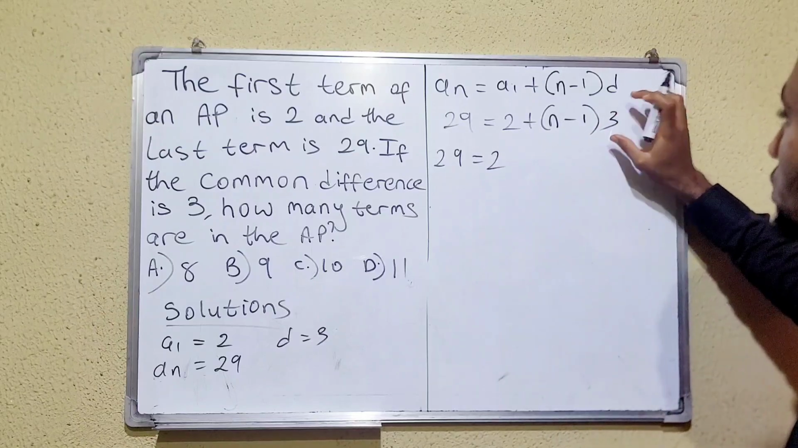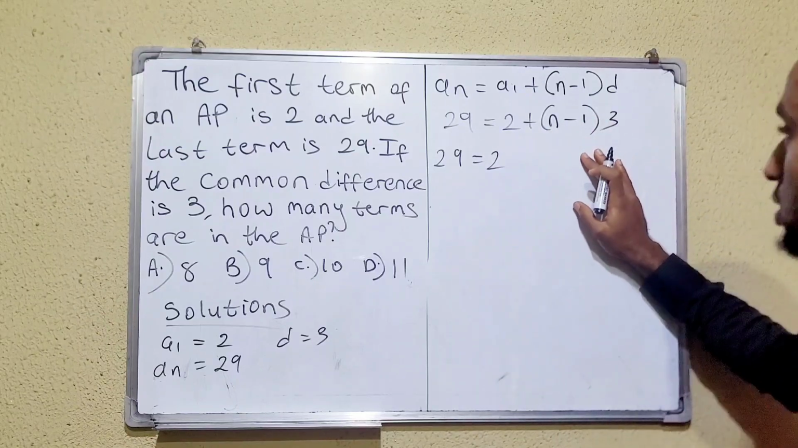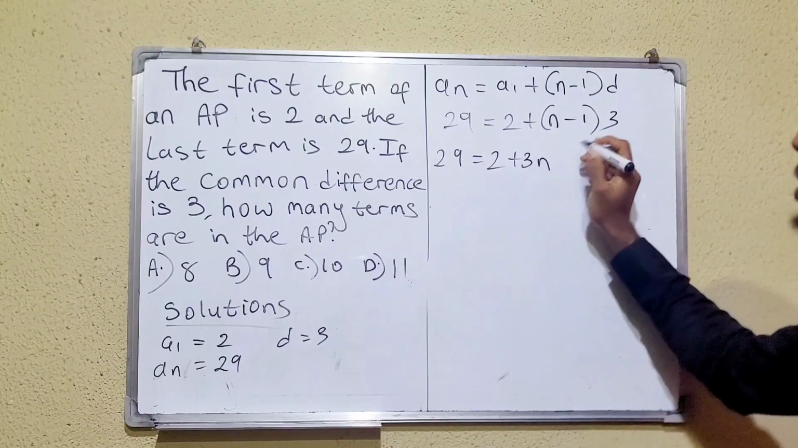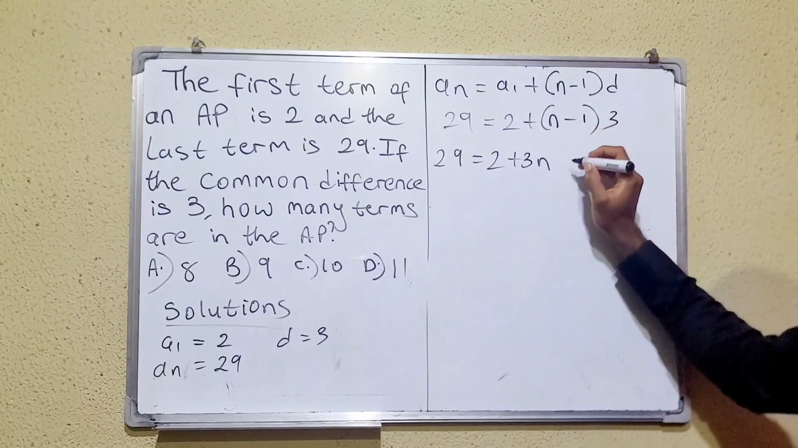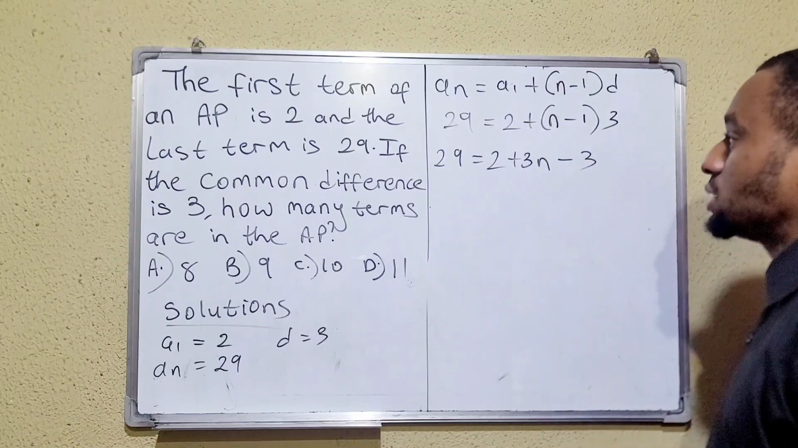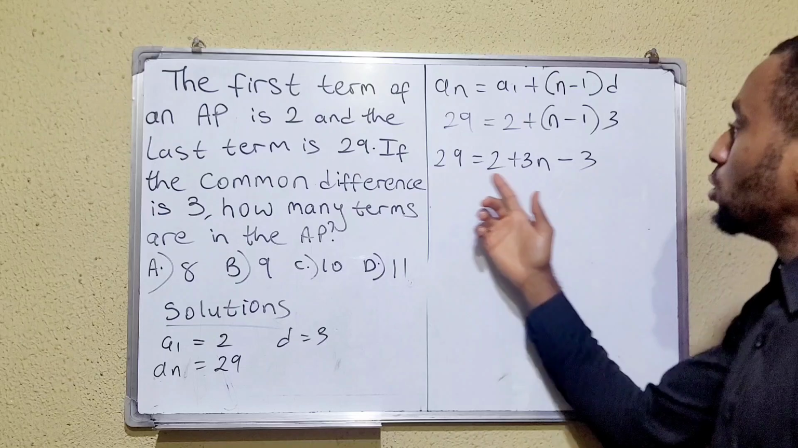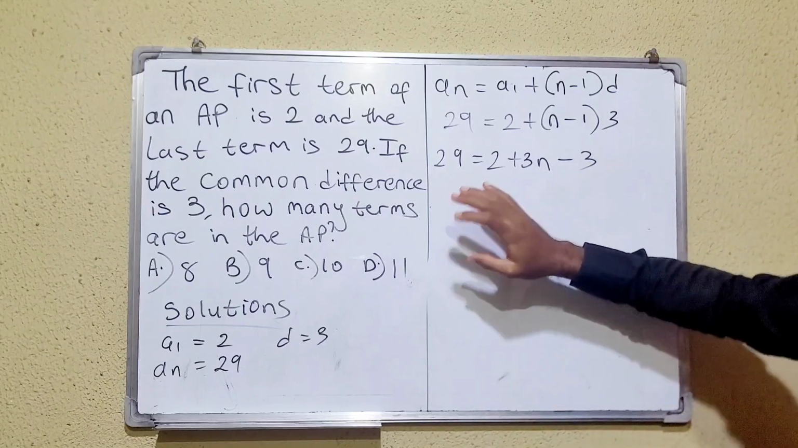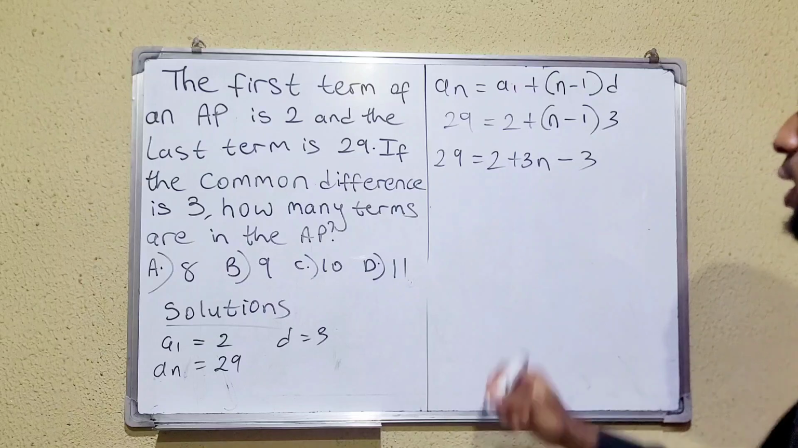We're going to use this 3 to expand this bracket. So 3 times plus N will give you plus 3N. 3 times minus 1 will be equal to minus 3. So here we can see that we have only 3 that has what? N. So we're still going to continue solving by collecting like terms.